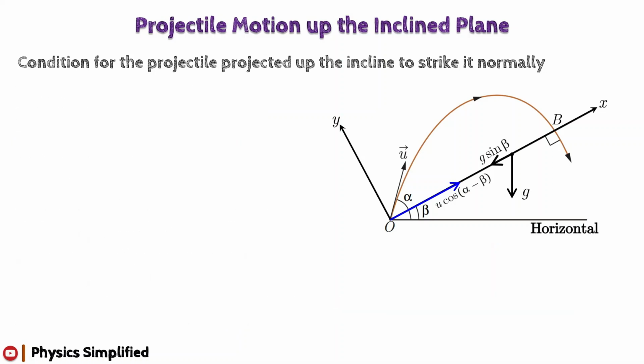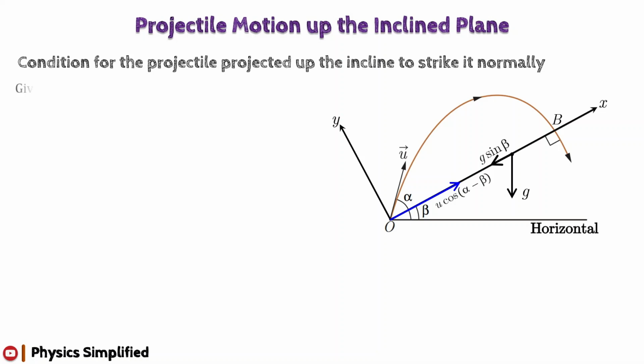To find the condition for which the projectile strikes the inclined plane normally while going up the incline, we shall consider the motion of the projectile along OB, that is, along the positive x-axis. From this analysis, we will find that particular angle with the horizontal at which the projectile must be fired up the incline to satisfy this condition.